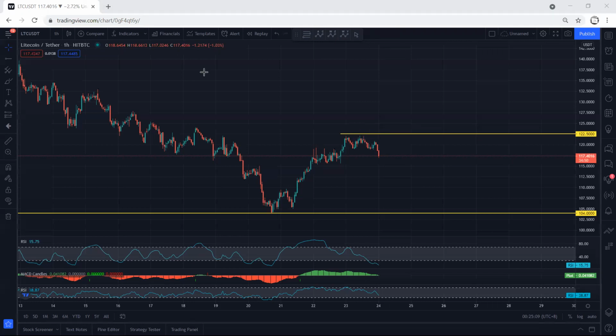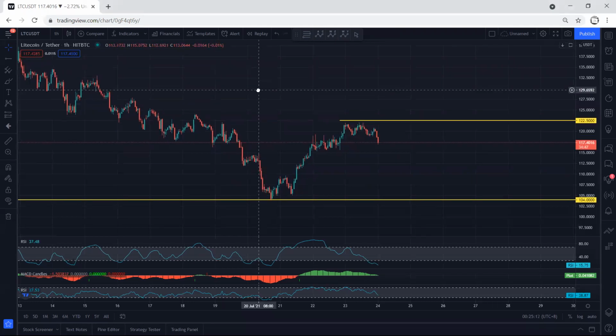Anyway, we just follow the chart. If I see any update or any trade setup for the next move, I will share.